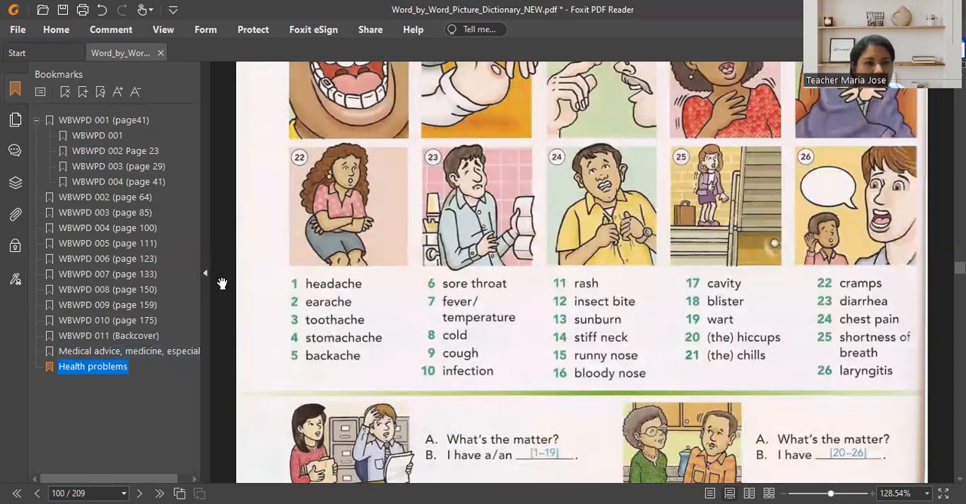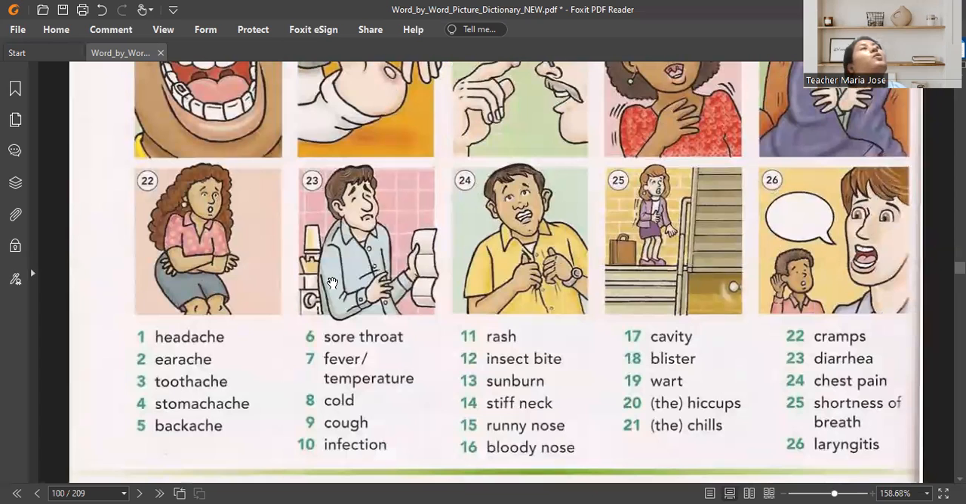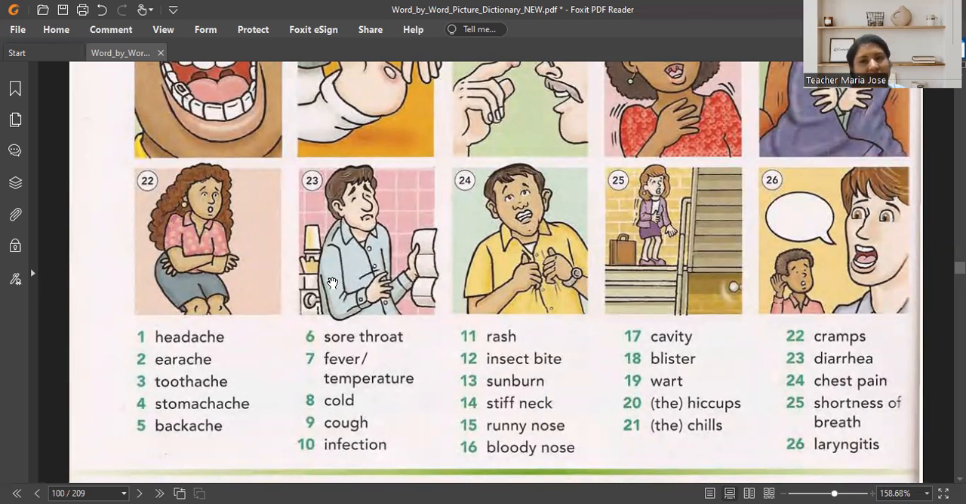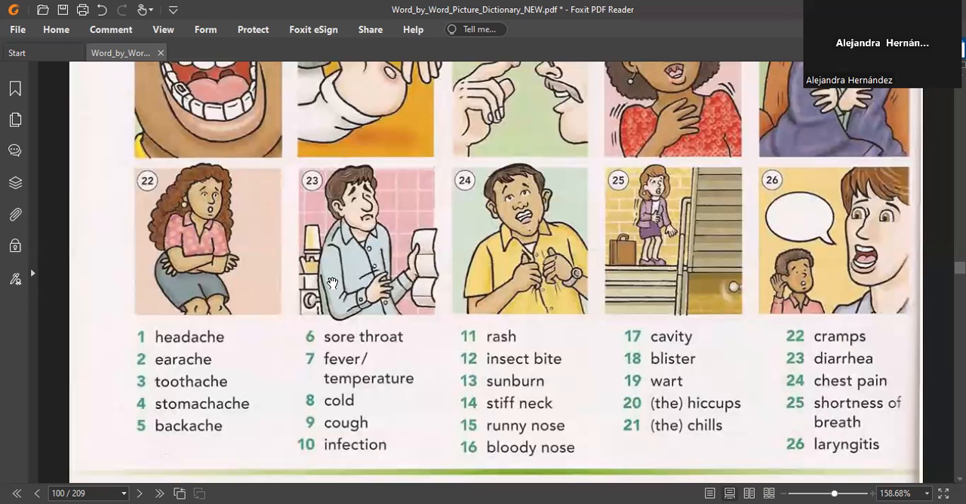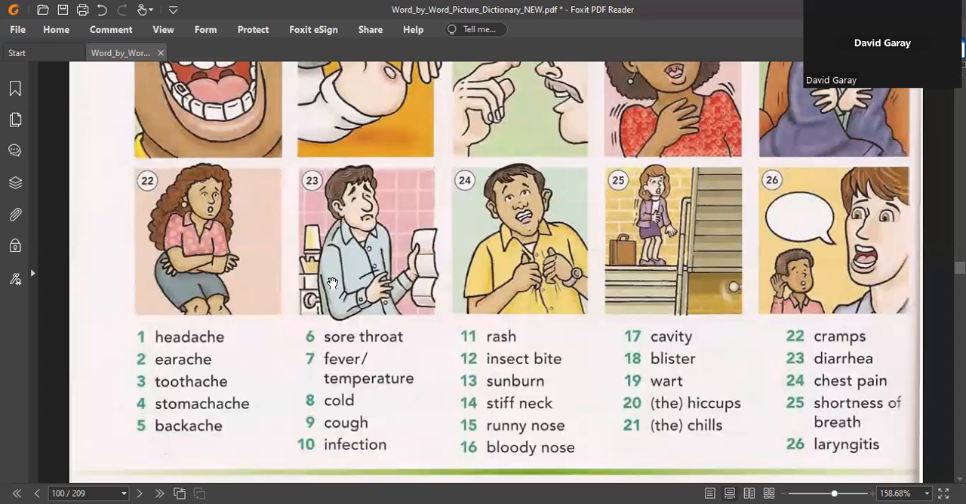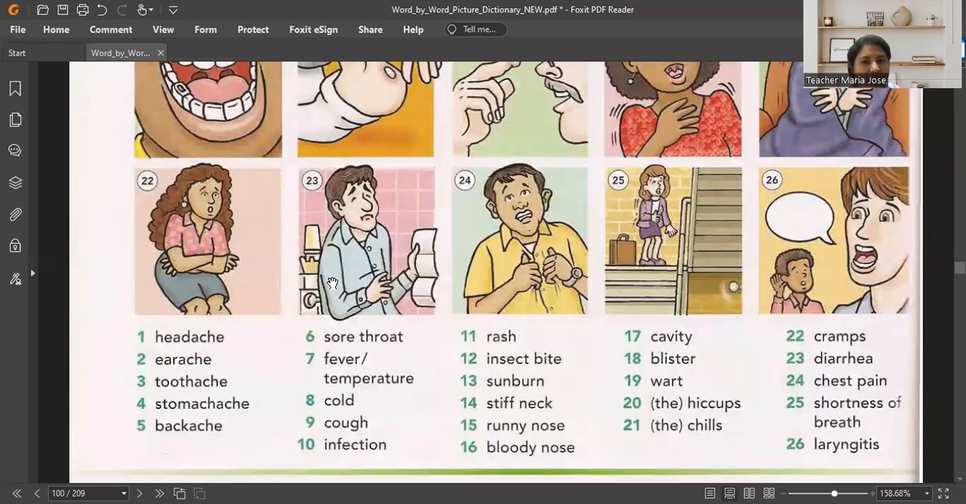Let's continue. Another problem. Alejandra, I have a sore throat. Sore throat. I cannot speak. Go to the doctor. But what doctor? Okay, that is a good option. Go to the doctor. What about you, David? I have a sore throat. Take cough drops. No, cough syrup. Two options.